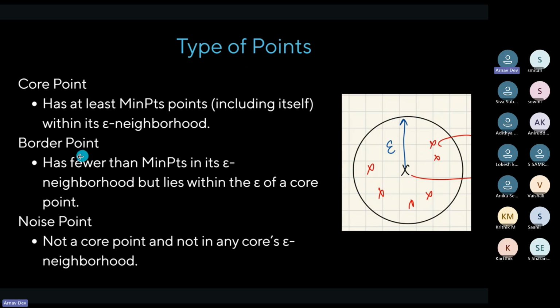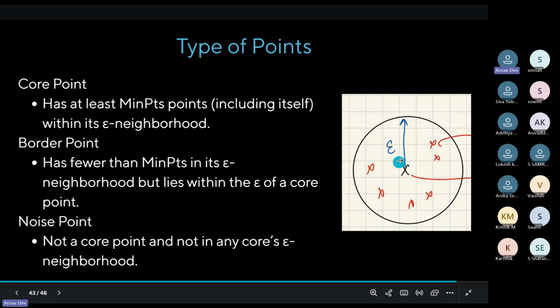The other type is a border point, which is there in the region of a particular core point, but is not a core point of its own. If you put a radius of epsilon and search how many points are in that radius, it would be less than the minimum points. So it's not a core point of its own, but it's within the range of a core point. So it's defined as a border point. And a noise point is neither of the two. It's neither this nor that.